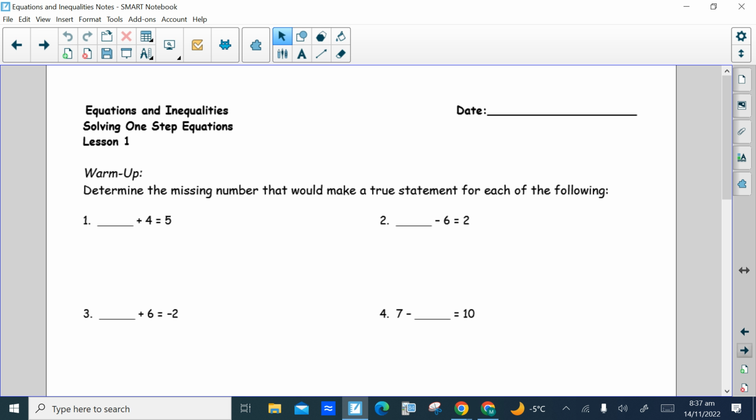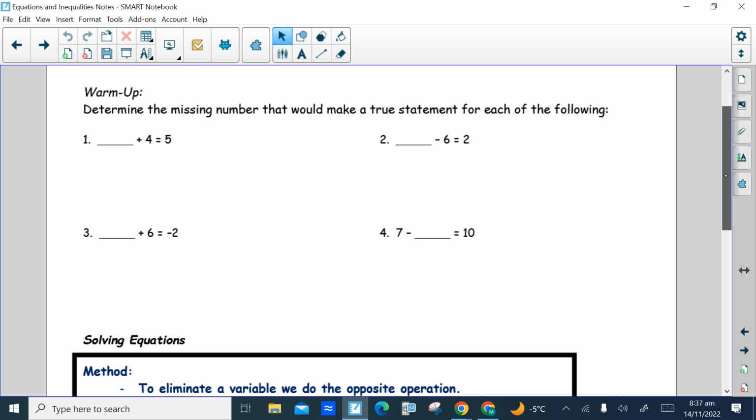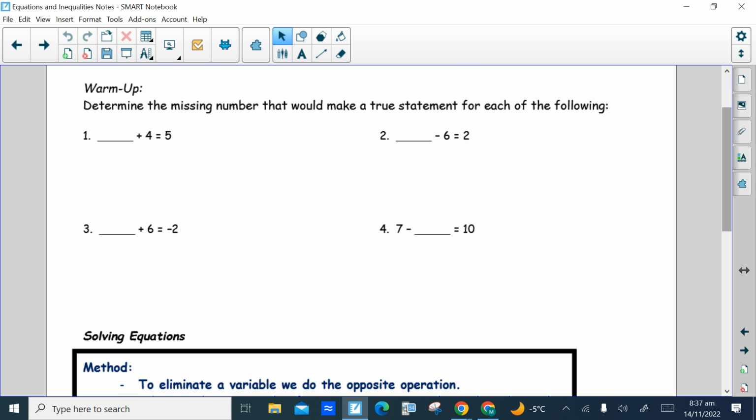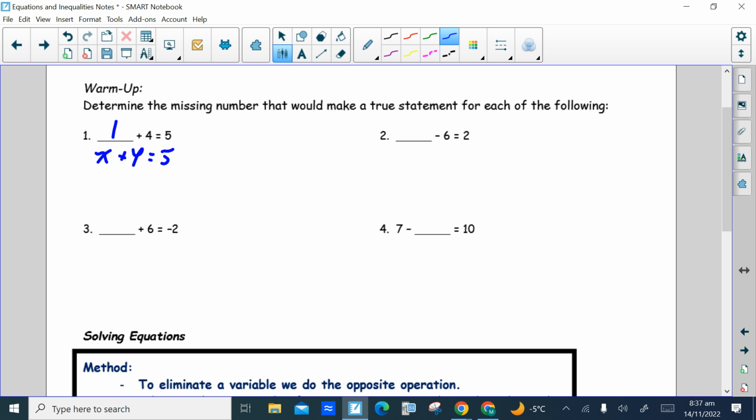So in this warm-up, as an introduction, it says determine the missing number that would make a true statement for each of the following. For the first one, what number plus 4 will equal 5? And obviously the answer is 1. 1 plus 4 equals 5. As an equation, instead of a blank there, that would look like this. X plus 4 equals 5. That's asking what number plus 4 will equal 5. So that's what it would look like as an equation.